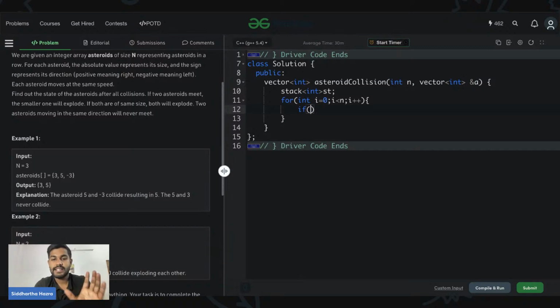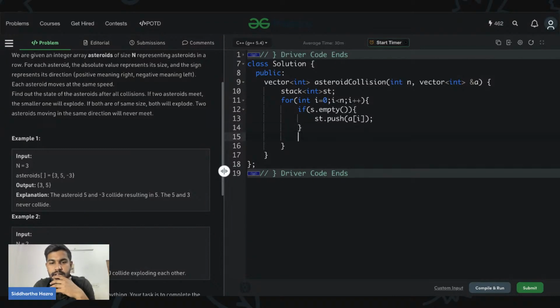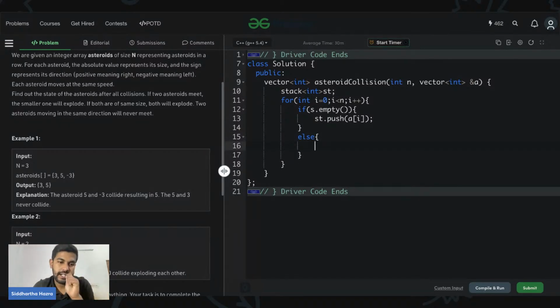Now I would say that if the stack is empty, we would simply push the element. Okay, st dot push a of i. If the stack is empty, we would push the very first element. Now comes the point where the stack is non-empty. It has some element.